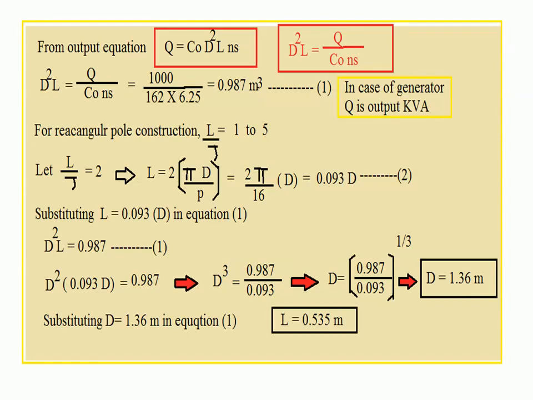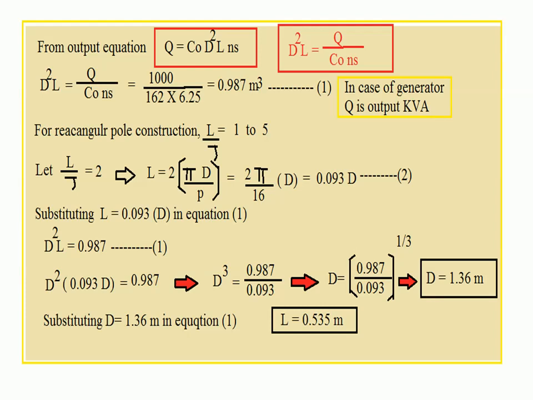Second, rectangular pole construction is given. For rectangular pole construction, L by tau we can use from 1 to 5. For a better economical design, we have to select a value less than 3. You can select 3 or you can select 2. Now, I select L by tau equal to 2. Hence, L equals 2 times the pole pitch, 2 times pi D divided by P. You substitute all the values and put the L value in terms of D. L equals 0.093 times D.